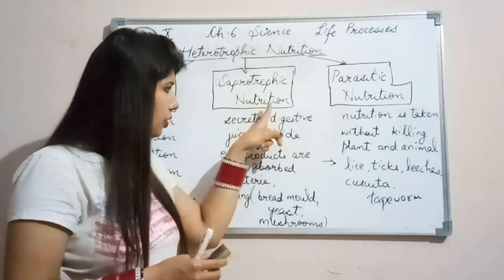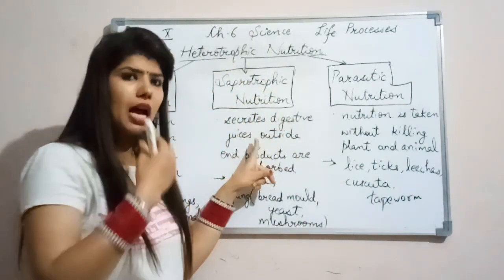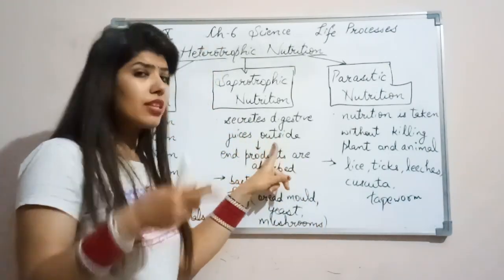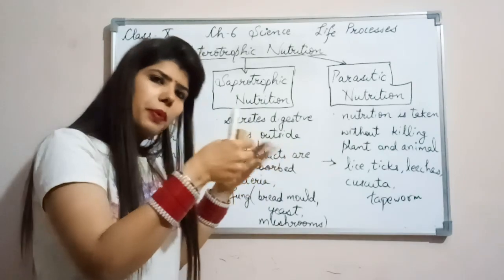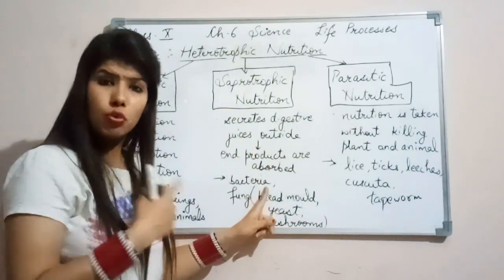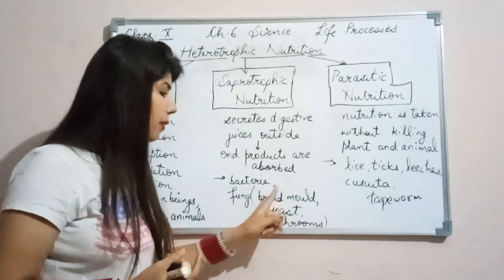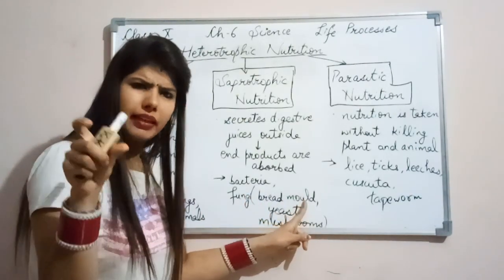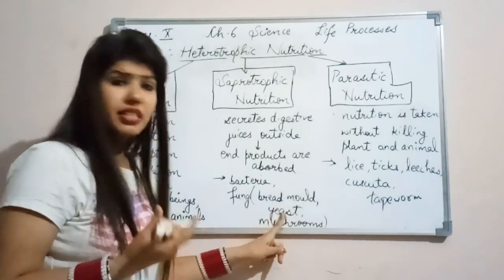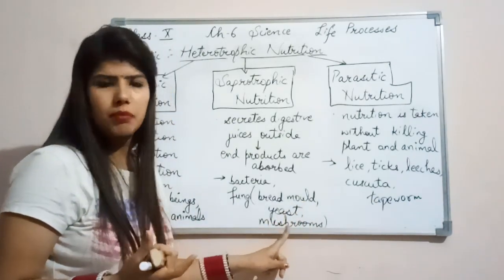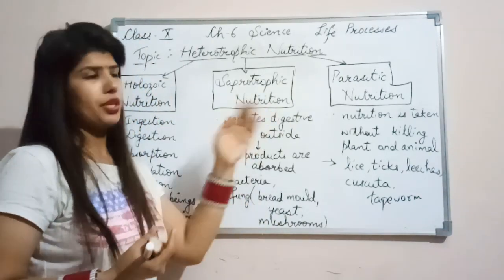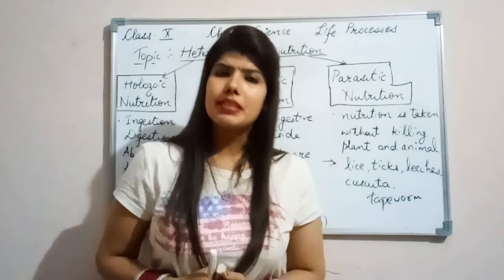In this case, heterotrophic nutrition, it secretes digestive juices outside the body. They never take in the food directly. Then the end products of that food are absorbed by this organism. And which are the examples? Bacteria show this. Fungi like bread mold, you might have seen something on the bread. Yeast is there. Then mushrooms are there. Mushroom also comes under fungi. They show saprotrophic nutrition.